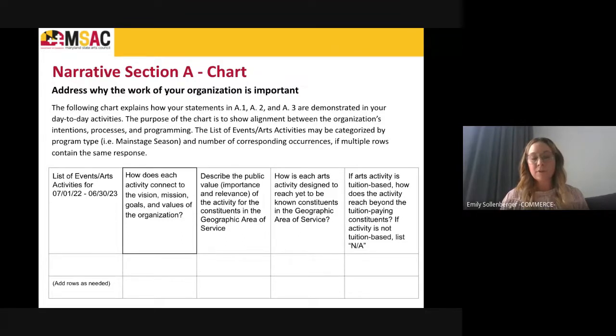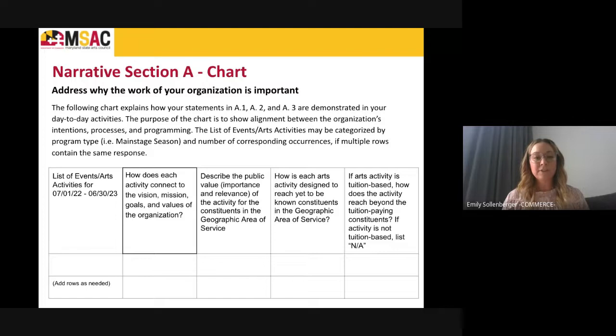You'll be listing your arts activities within the chart, and then there are complementing columns that connect to each activity that you're providing. So what we're looking for is how does each activity connect to the vision, mission, goals, and values of your organization, which you've identified in A1. Describe the public value or the importance or relevance of the activity for the constituents in your geographic area of service.